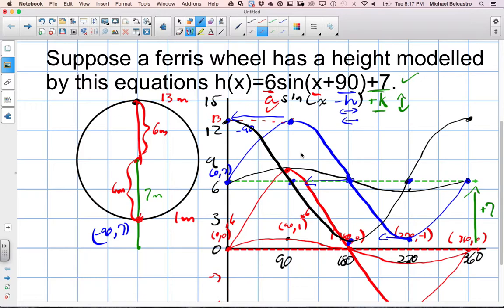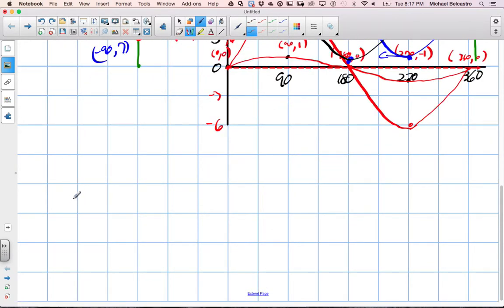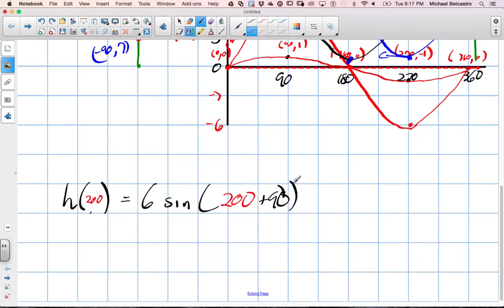Oh, and the one other thing is they want us to estimate at 200. Well, we don't really need to estimate at 200. I can take this equation, so the height of the Ferris wheel is equal to, and actually, we're trying to find when x is the value of 200. So we go 6 sine of 200 plus 90. Oops. And what do we say? Plus 7, I think it was? Yeah. And we can just literally work it out.